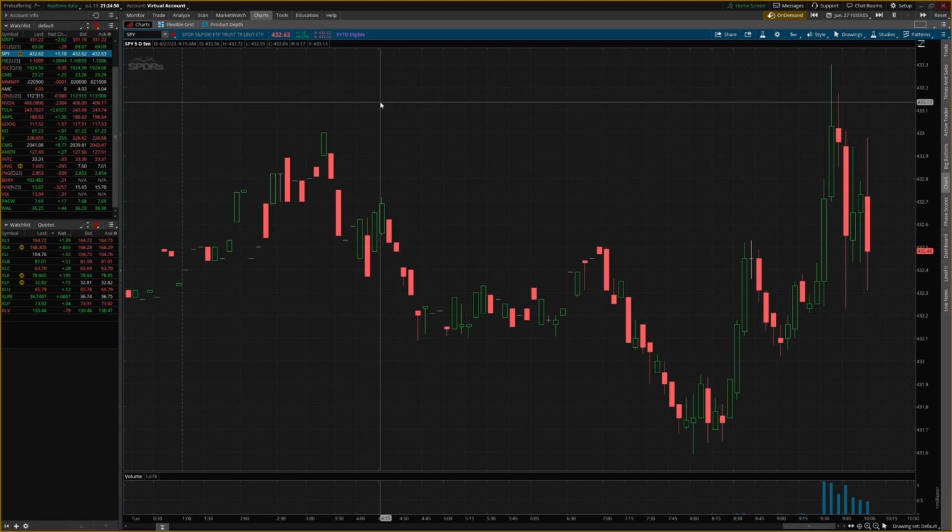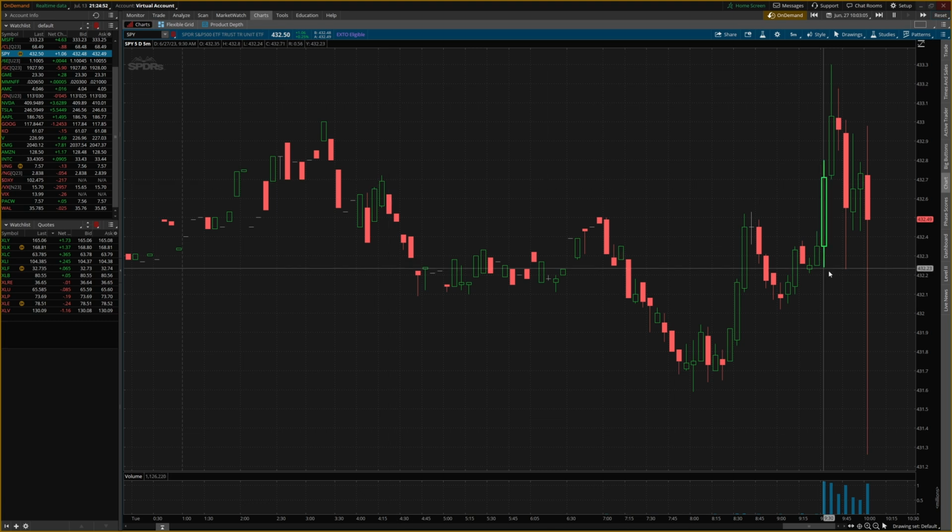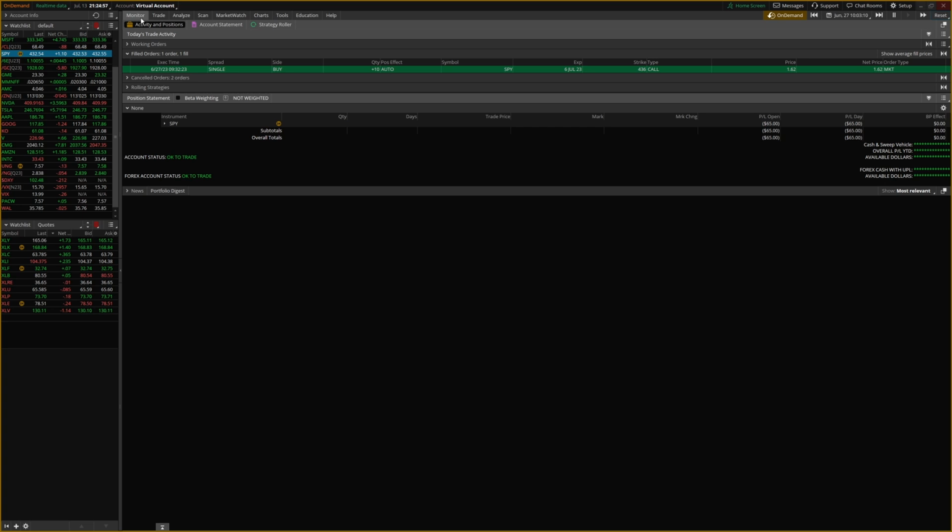Now, in order to watch how things are playing out, see how the market's moving, probably had 10 o'clock news on that day. If we come over and we look at our positions right now, we can see we're down $60 on this option. Oh, 55 now. So again, this is going to simulate just as if we took this trade live.